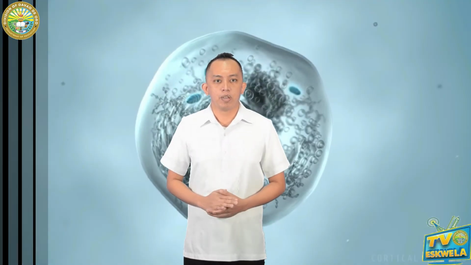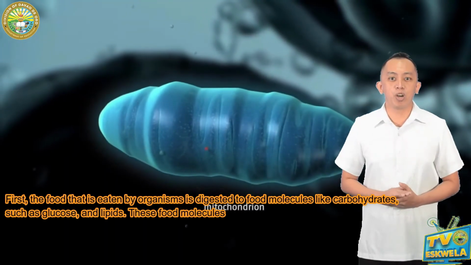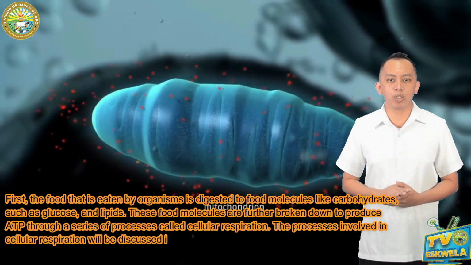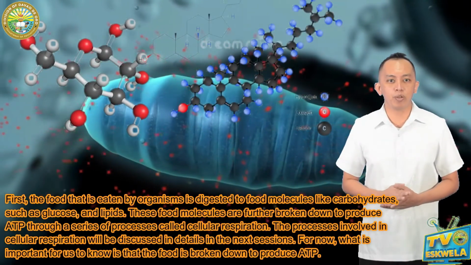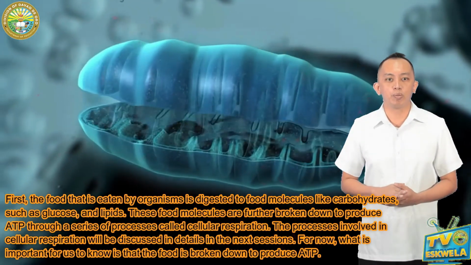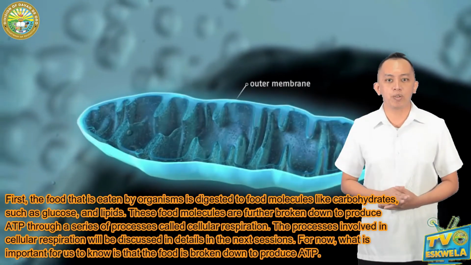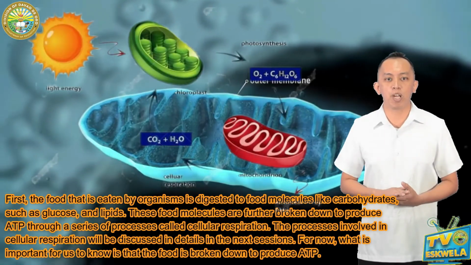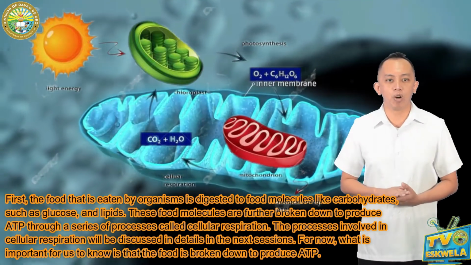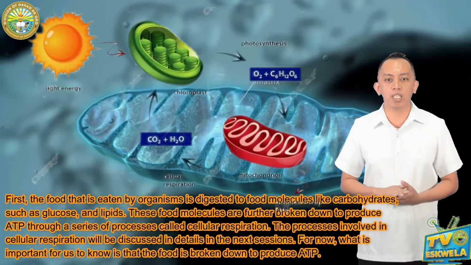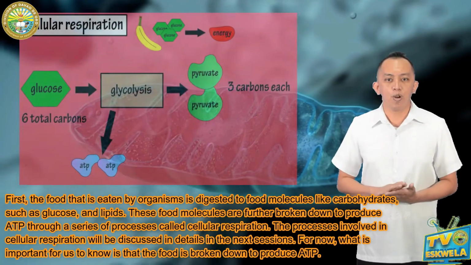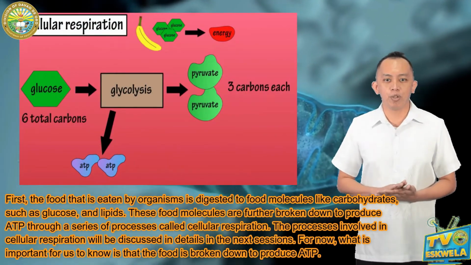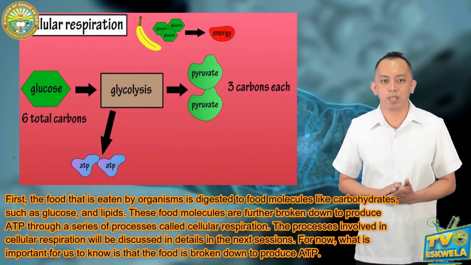Students, this is how it happens. First, the food that is eaten by organisms is digested into food molecules like carbohydrates, such as glucose, and lipids. These food molecules are further broken down to produce ATP through a series of processes called cellular respiration. The processes involved in cellular respiration will be discussed in detail in the next session. For now, what is important for us to know is that the food is broken down to produce ATP.